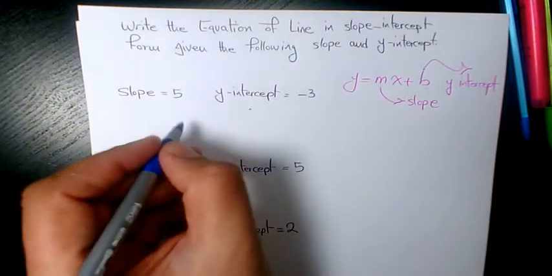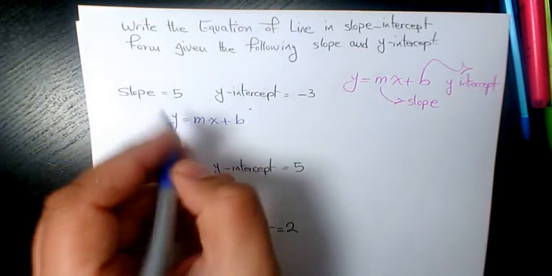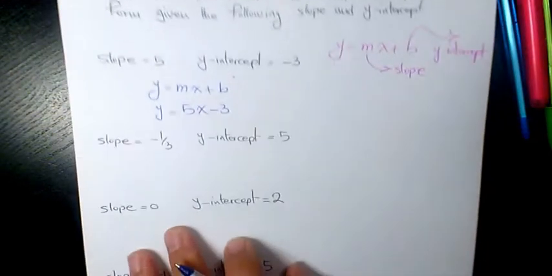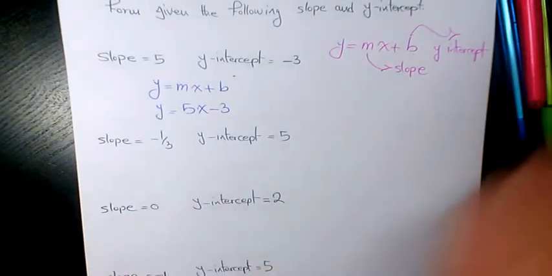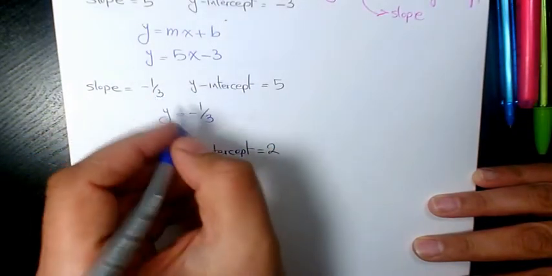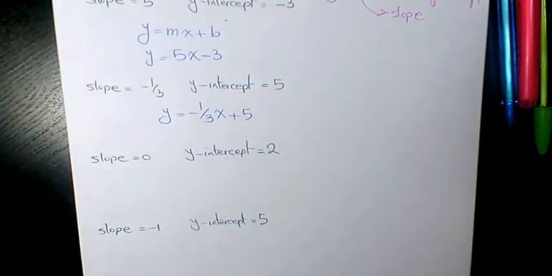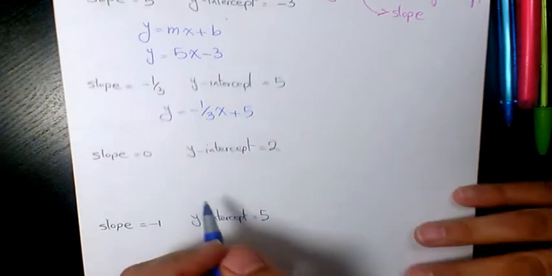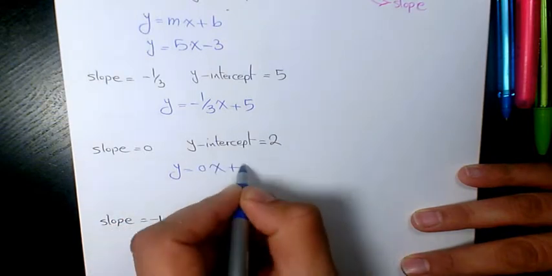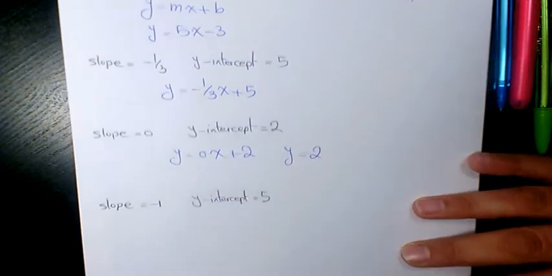So we have y equals mx plus b. The slope is 5 in this case, and the y-intercept is -3. So that's going to be the equation in slope-intercept form. Next one, slope is -1/3, so m is -1/3, and the intercept is 5, so it's going to be y equals -1/3 x plus 5. Then the slope is 0, so 0 times x plus the intercept 2. 0 times x is 0, so it's going to be y equals 2.